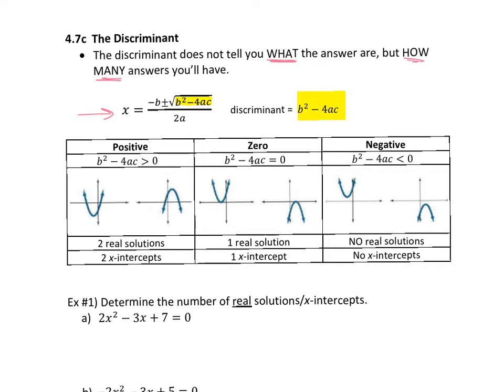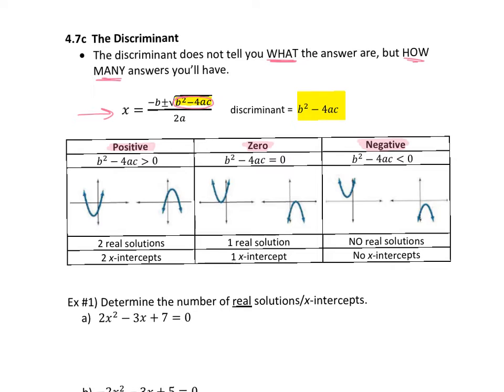x equals negative b plus or minus the square root of b squared minus 4ac, all over 2a. The discriminant is everything under the radical, what I have highlighted here, b squared minus 4ac. So when you plug the numbers in to b squared minus 4ac, you have three options. You might get a positive number, you might get 0, and you might get a negative number. Okay, so here's how it works.